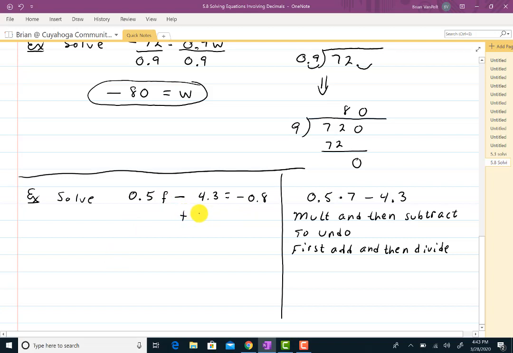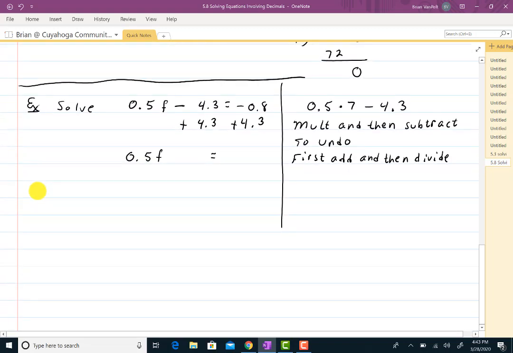So the first thing I'll do is I'll add 4.3 to both sides. To do that addition, they have opposite signs. That means you're ultimately going to be doing a subtraction. You're going to be taking the bigger number, the 4.3, and minus the smaller number, the 0.8. Since the bigger number is the positive one, my answer will be positive. I'll do no sign. But let me give myself some space to work here.